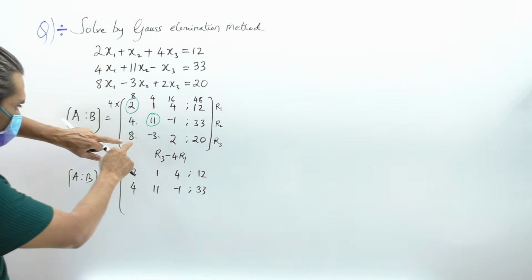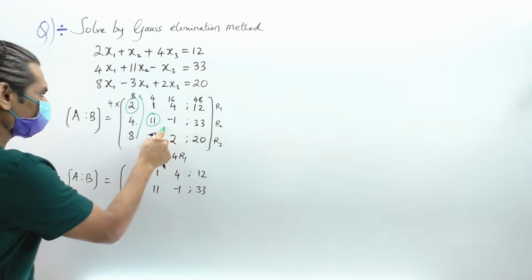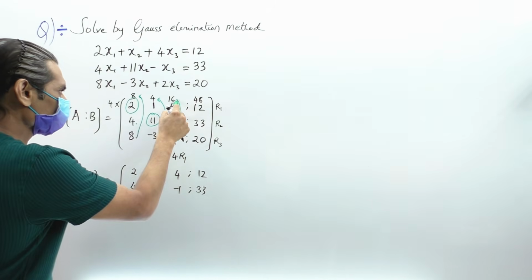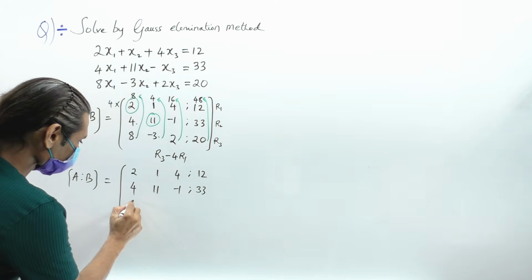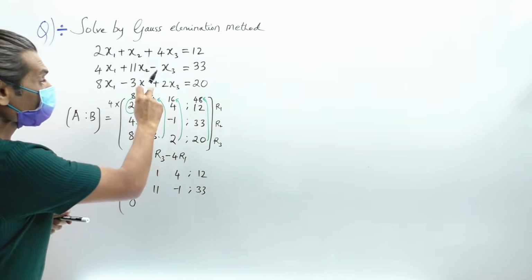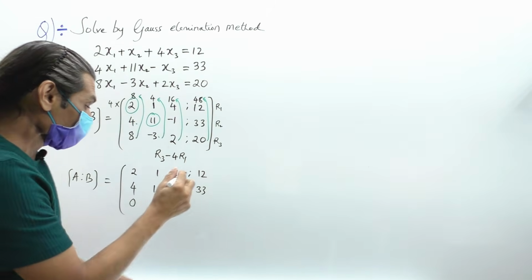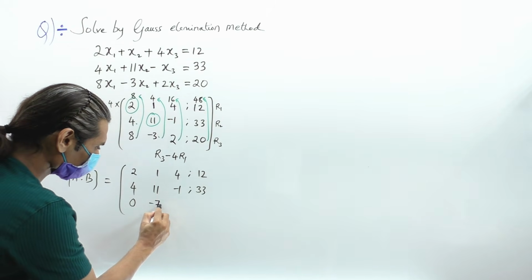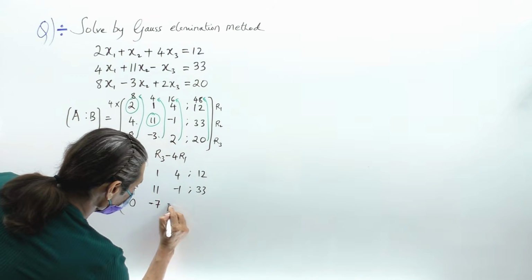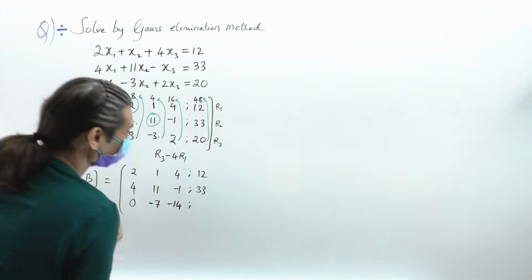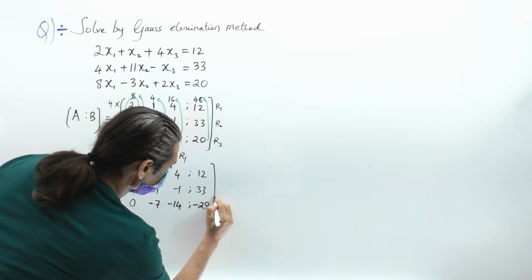Now see here. 8 minus 8. See this 8 minus this 8. 3 minus 4. 2 minus 16. 20 minus 48. So 8 minus 8 is 0. Minus 3 minus 4, be careful. Minus 3 minus 4 will add. It will become minus 7. Next we have 2 minus 16 is minus 14. Then we have 20 minus 48 is minus 28. Done.